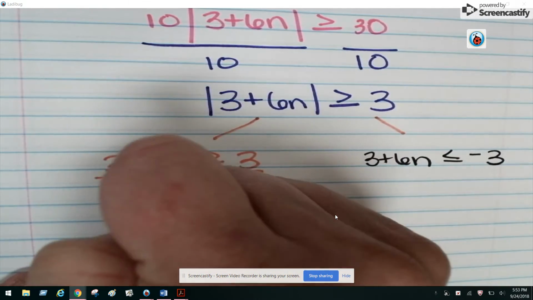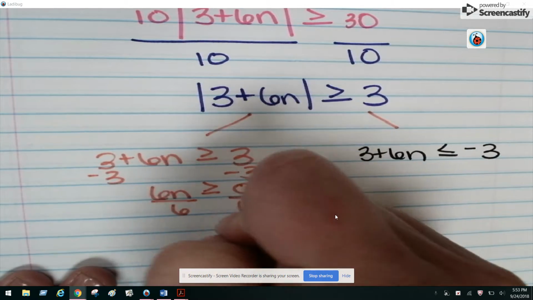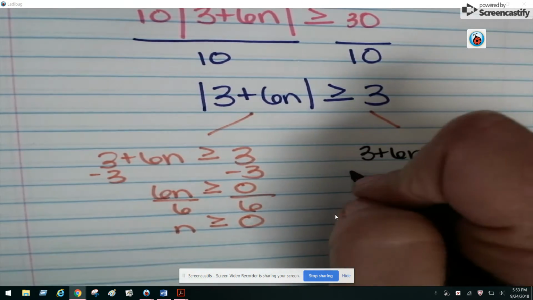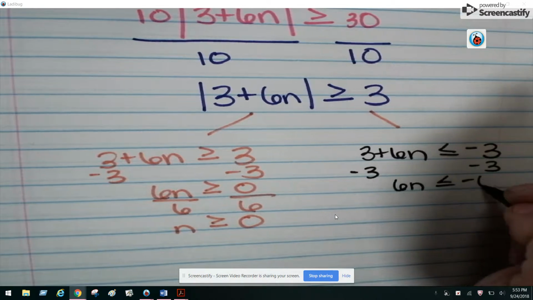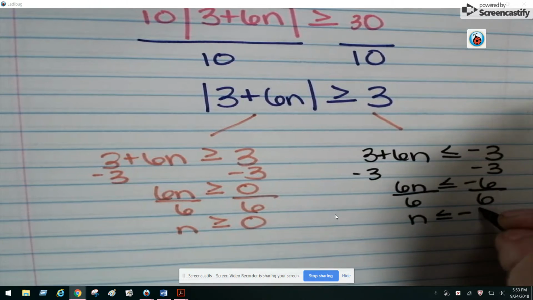So this will be 6n is greater than or equal to 0, which we know then will be n is greater than or equal to 0. And then over here, both of these end up being pretty nice numbers. n will be less than or equal to negative 1.